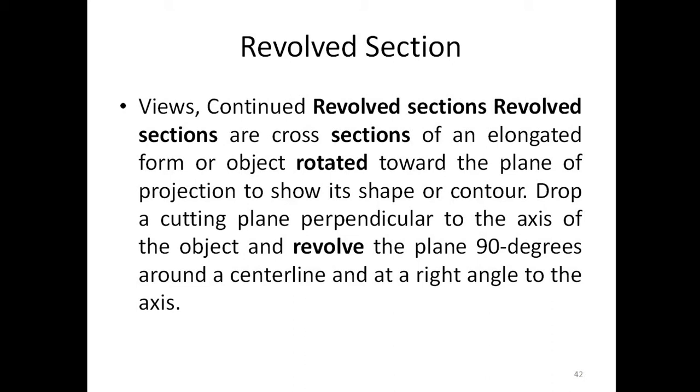That is, when a cut section is taken of the component, its cross section is drawn by rotating its view. Draw a cutting plane perpendicular to the axis of an object and revolve the plane 90 degrees around a center line and at a right angle to the axis.